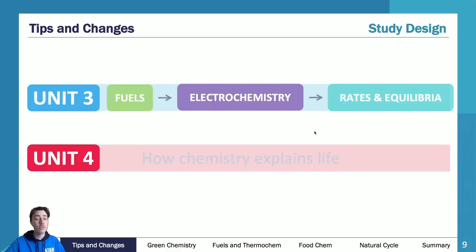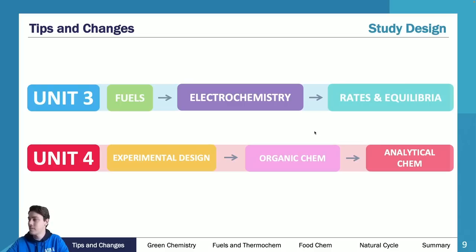Then we have Unit 4. Unit 4 is how chemistry explains life. And we have experimental design, organic chem, and analytical chem. This used to be experimental design, organic chem with analytical chem, and then food chemistry. Now what they've done is they've split those two up. And that is essentially how the units run.